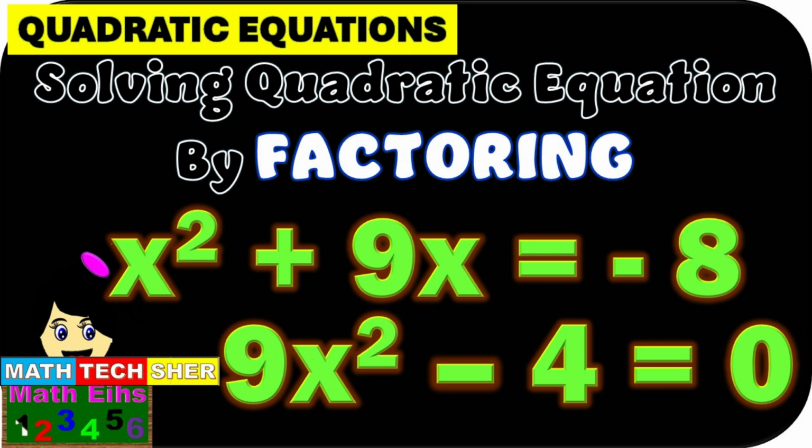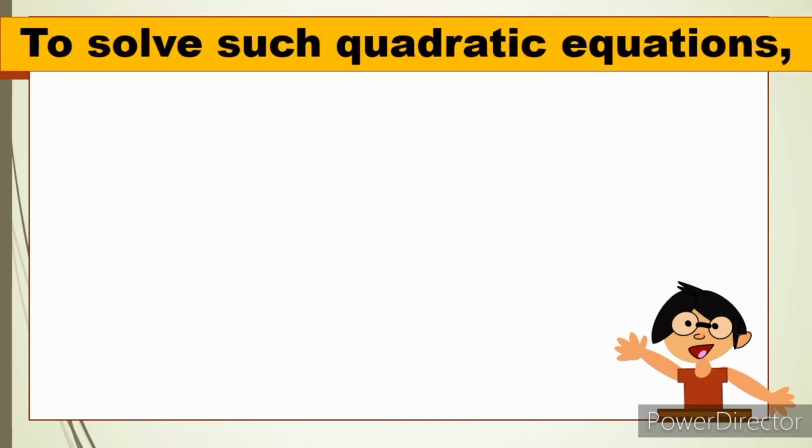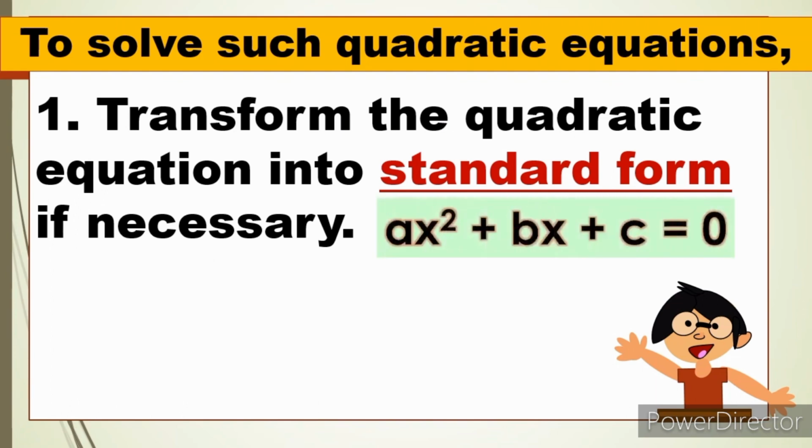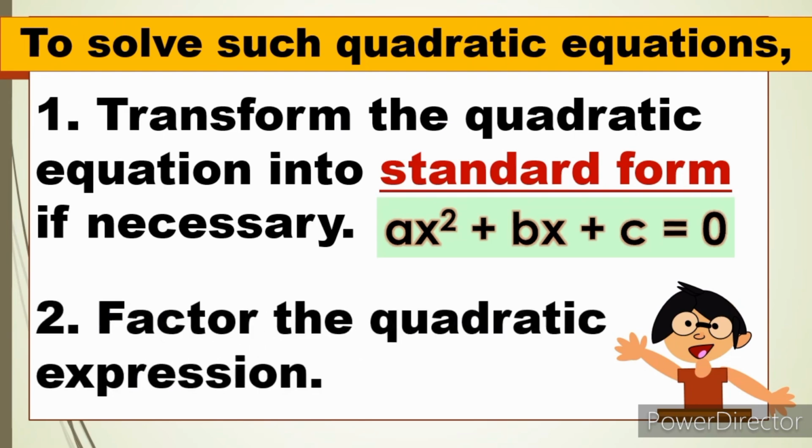Hello everyone, so this is our lesson for today, solving quadratic equations by factoring. To solve such quadratic equations, number 1, you have to transform the quadratic equation into a standard form if necessary. When we say standard form, it is in the form of ax squared plus bx plus c equals 0. Okay, then number 2, you have to factor the quadratic expression.